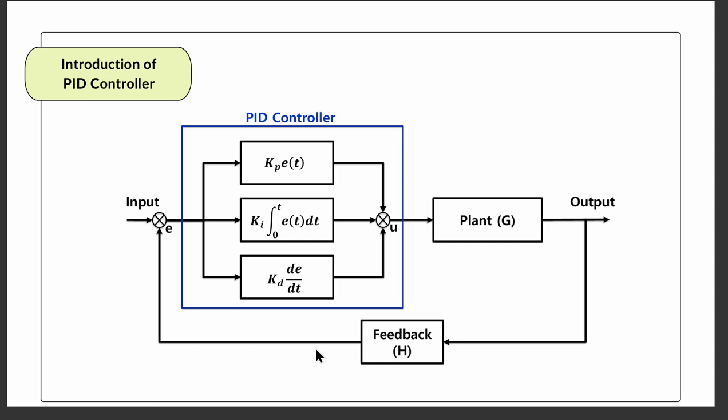PID control is a method that utilizes the error between the target value and the measured output value for control purposes. It involves using P, I, and D controllers in parallel, and we will examine the detailed characteristics of each controller later in the presentation.